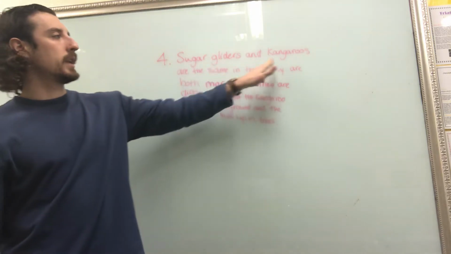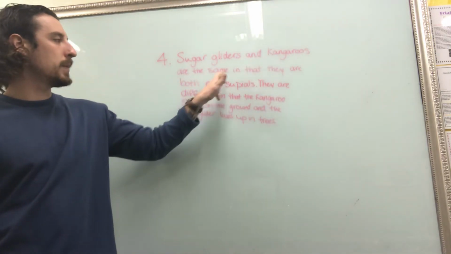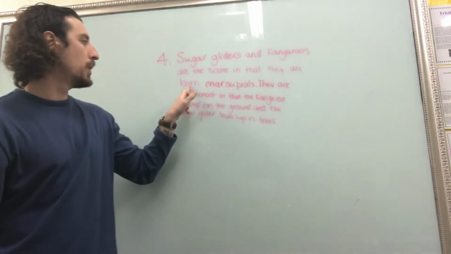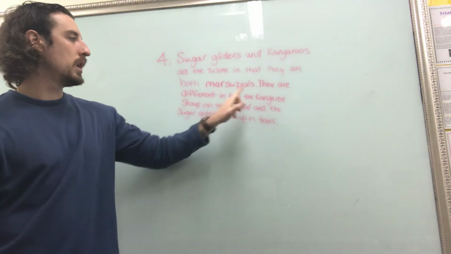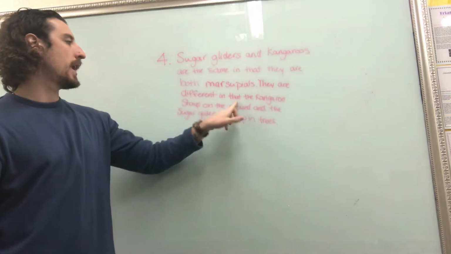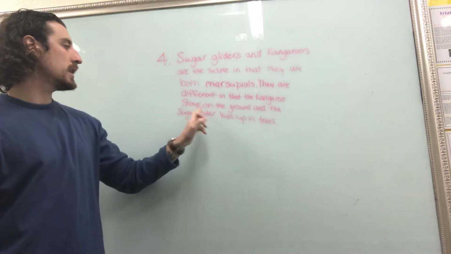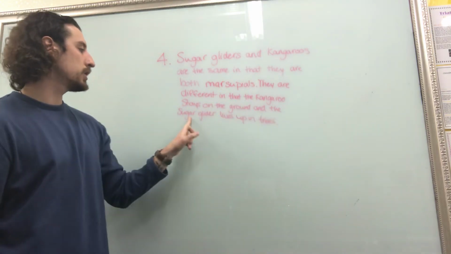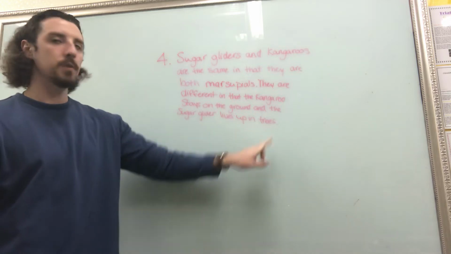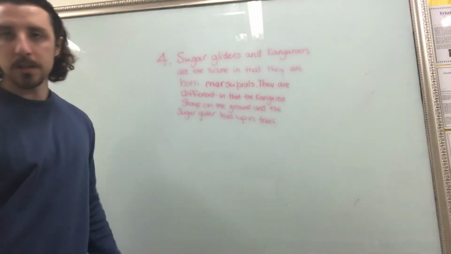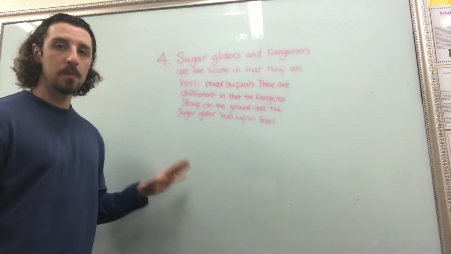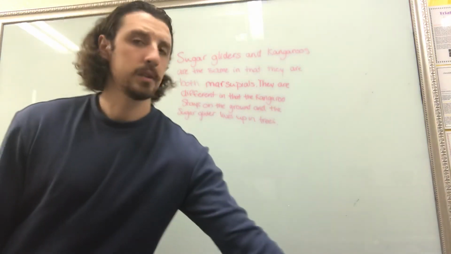Sugar gliders and kangaroos are the same in that they are both marsupials. They are different in that the kangaroo stays on the ground and the sugar glider lives up in trees. Okay? That's your answer for number 4, so pause it to make sure you have it all written down. Let's go do number 5.